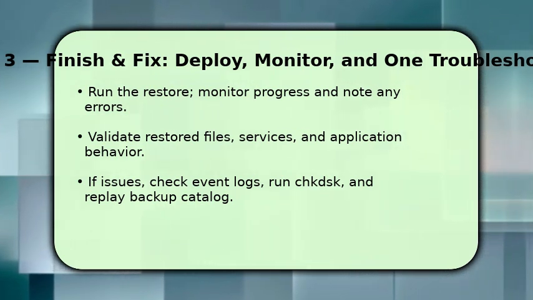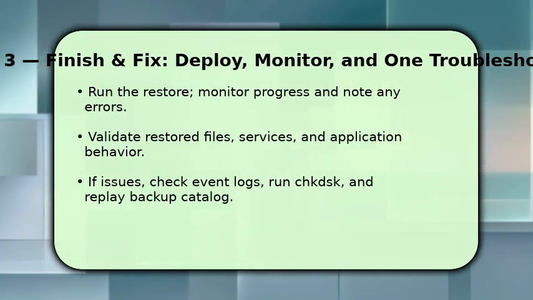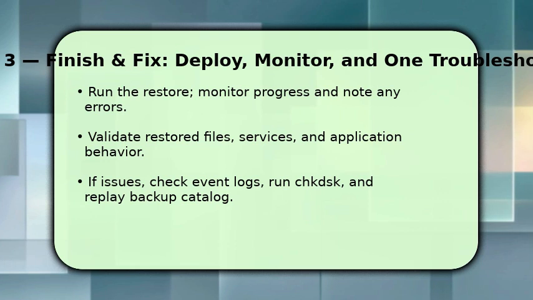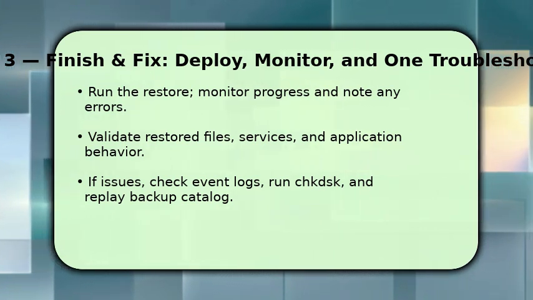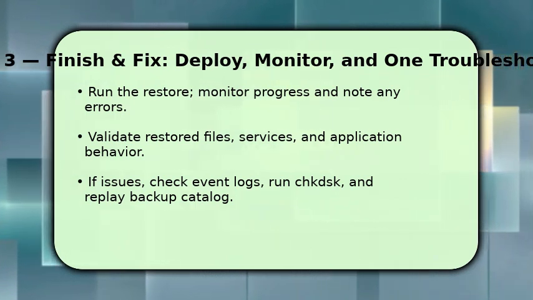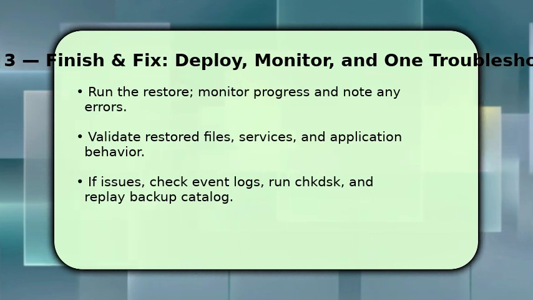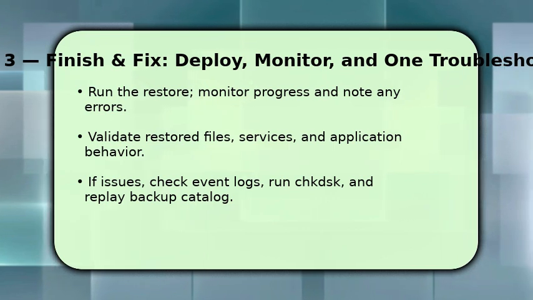Once complete, validate restored files, confirm services start correctly, and test application behavior to ensure consistency. If something fails, consult the system and application event logs, run chkdsk on affected volumes, and reload the backup catalog if necessary. This troubleshooting tip resolves most mismatches between backup metadata and disk state.